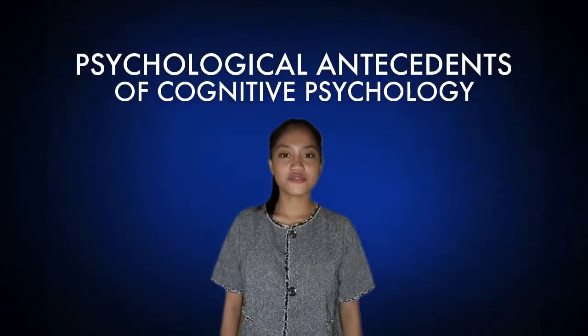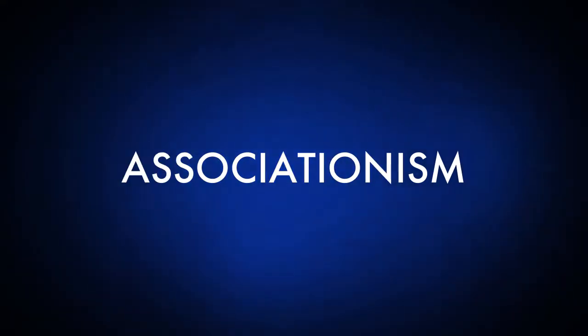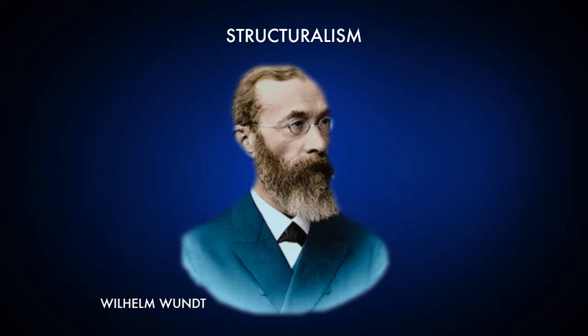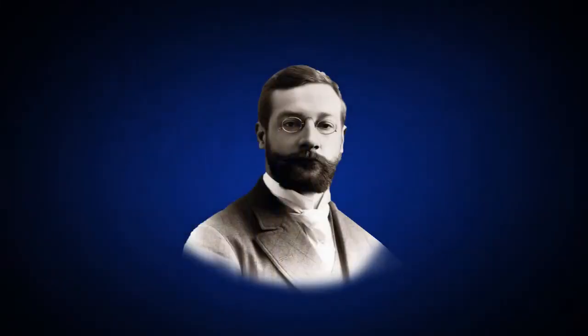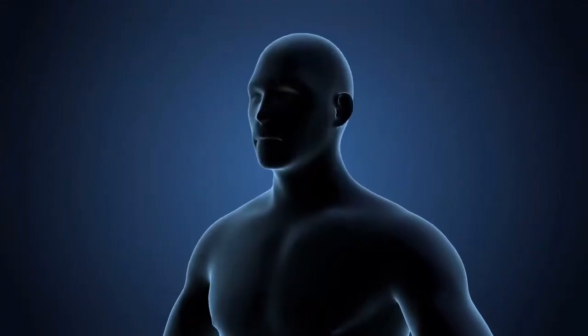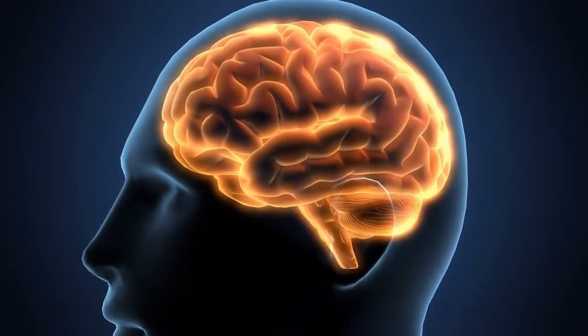The psychological antecedents of cognitive psychology include structuralism, functionalism, associationism, behaviorism, and Gestalt psychology. Structuralism: German psychologist Wilhelm Wundt, known as the father of psychology, founded structuralism, the first major school of thought in psychology, which was identified by Edward B. Titchener. Structuralism focuses on the perceptions of the mind and its structure by breaking perceptions down into their constituent parts. In other words, it analyzes perception in order to better understand consciousness based on its colors, size, relationships, etc.